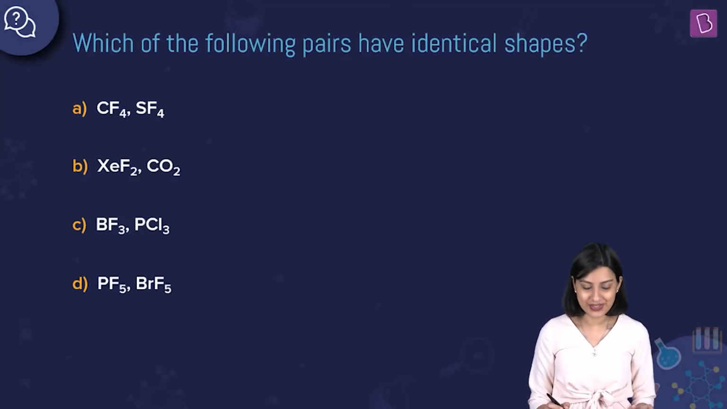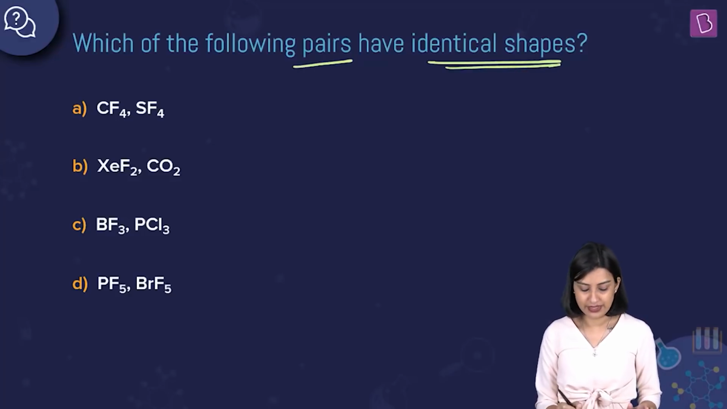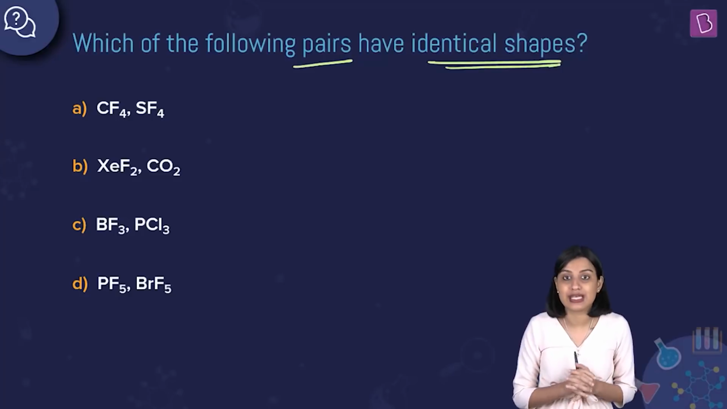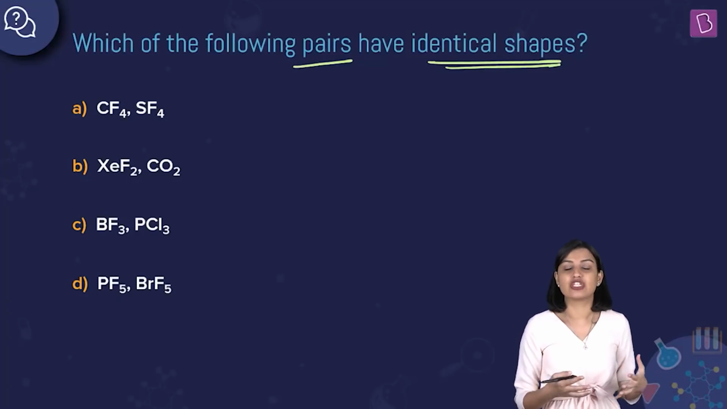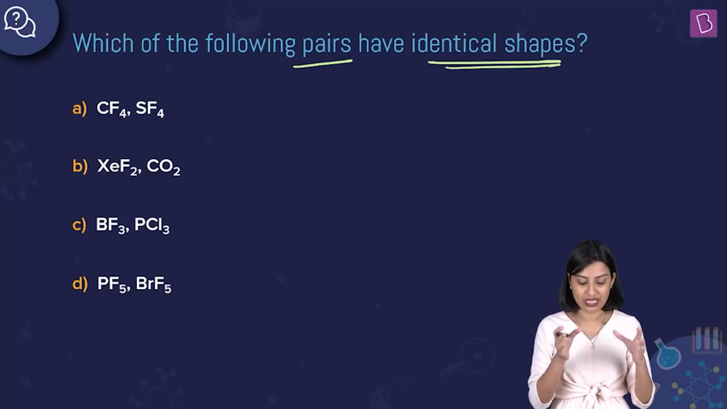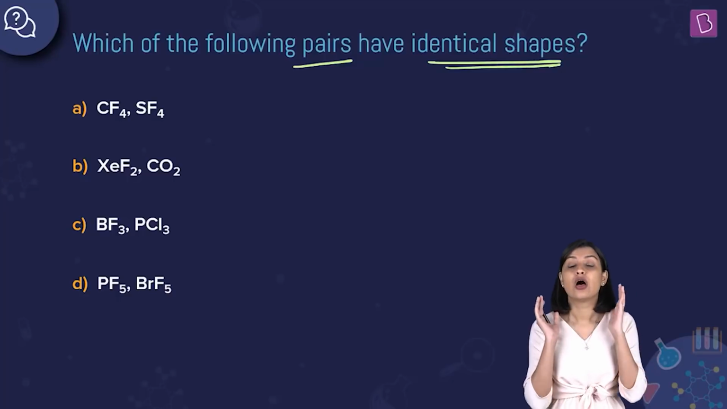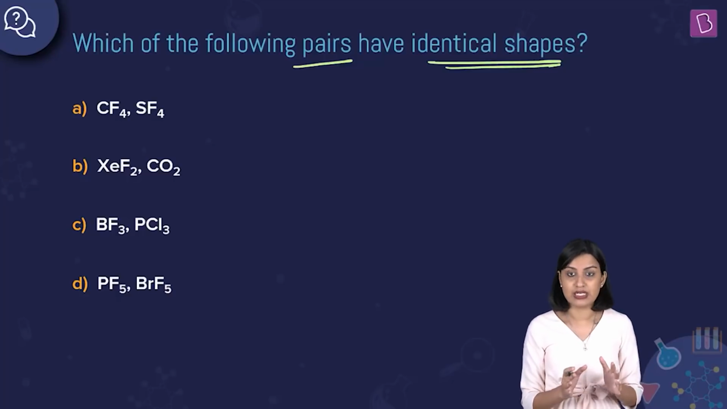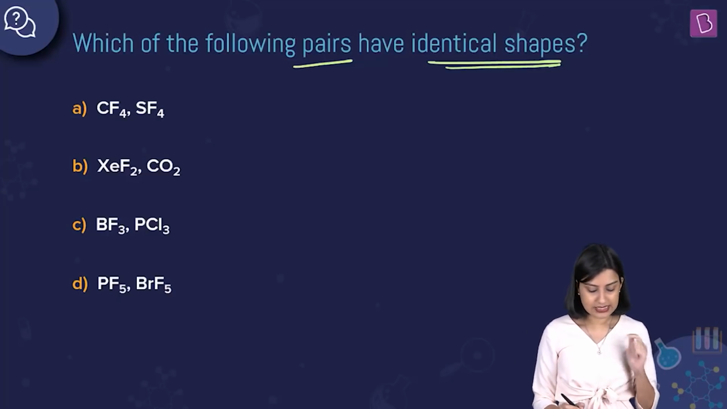All right, so here they're saying which of the following pairs have identical shapes, right? And this is clearly a question from the chapter chemical bonding. By now I know that you must be very comfortable with the chapter, so I'm not going to spend a lot of time solving this question. We are going to solve it completely, yes, but we're going to run through it very quickly, and I'm going to assume that you know a lot of things and that you're able to solve it with me. Okay, so let's get started.